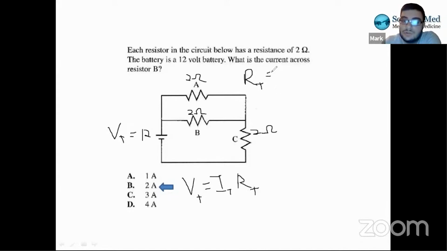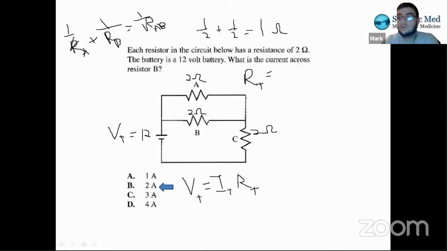R total is equal to, first, again, these two in parallel to each other, A and B. So 1 over RA plus 1 over RB is equal to 1 over RAB, right? 1/2 plus 1/2, because each one is 2. 1/2 plus 1/2 is equal to 1, so it's 1 over 1. When you flip 1 over 1, it's still 1 over 1. So RAB is equal to 1 ohm.